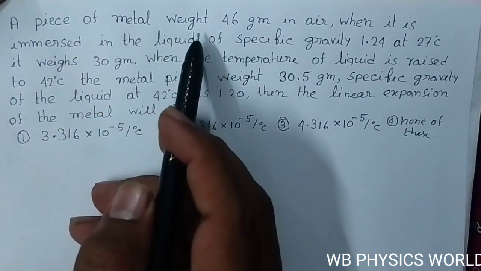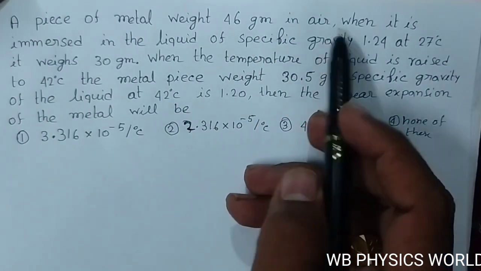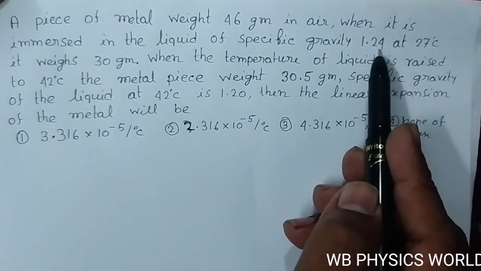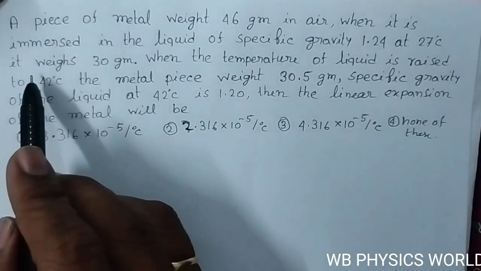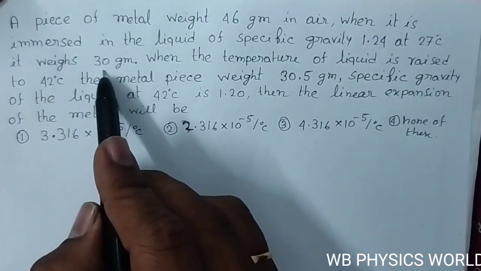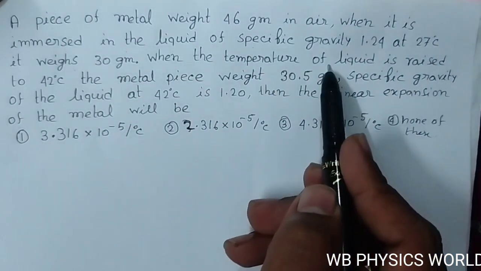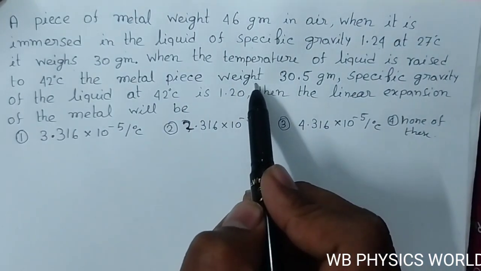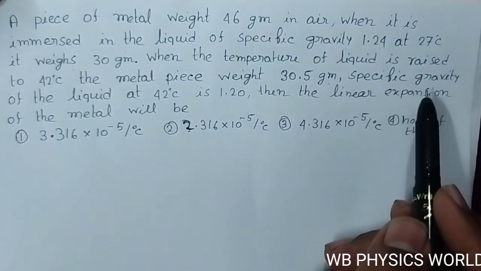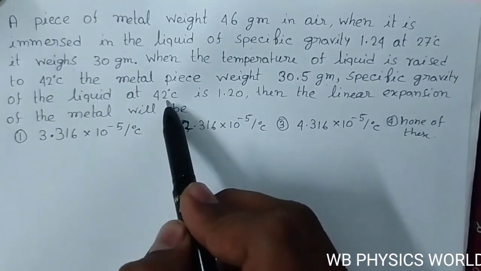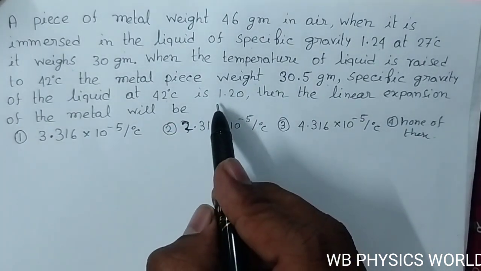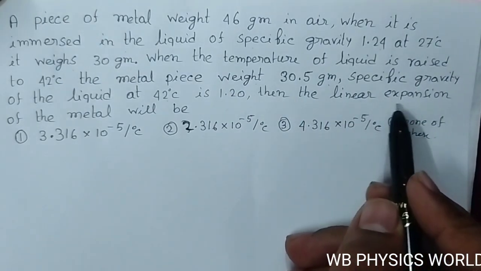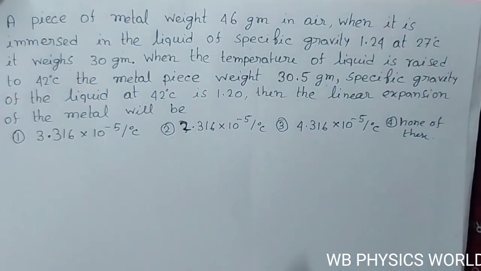A piece of metal weighs 46 gram in air. When it is immersed in a liquid of specific gravity 1.24 at 27 degrees Celsius, it weighs 30 gram. When the temperature of the liquid is raised to 42 degrees Celsius, the metal piece weighs 30.5 gram. The specific gravity of the liquid at 42 degrees Celsius is 1.20. Then the linear expansion of the metal will be?